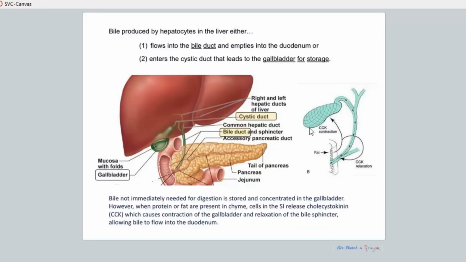I mentioned this earlier, but bile that's produced by the liver cells up here can flow down the bile duct into the duodenum. But if this sphincter is closed, if there's no need for bile in the duodenum, then it gets backed up and stored in the gallbladder. We'll talk about what causes the gallbladder to contract.